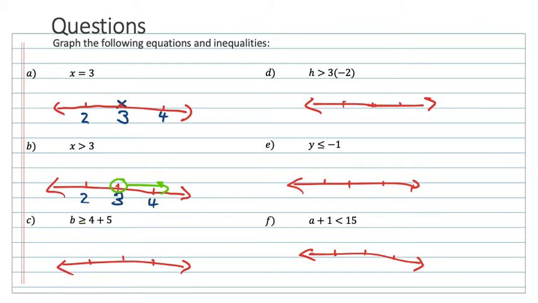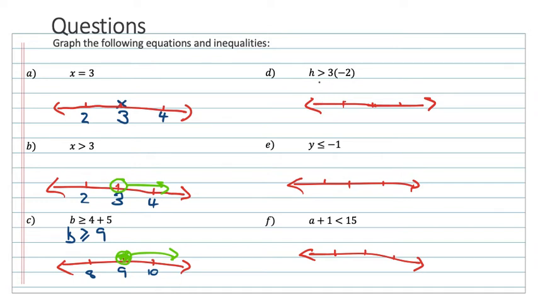B is greater than or equal to 4 plus 5. What could that be? Well, let's just evaluate this expression on the right, and we'll say B is equal to 4 plus 5, that's 9. So putting 9, 10, and 8. I'll mark the point at 9. I'll shade it because it is equal to, and then point to the right, the direction of this symbol here.